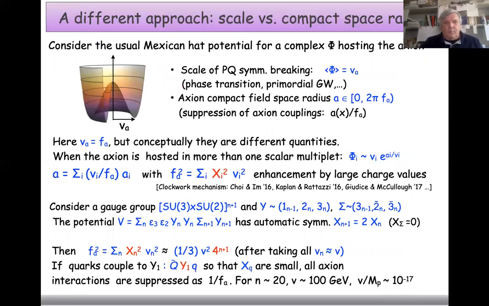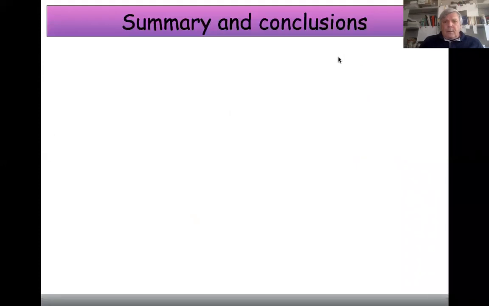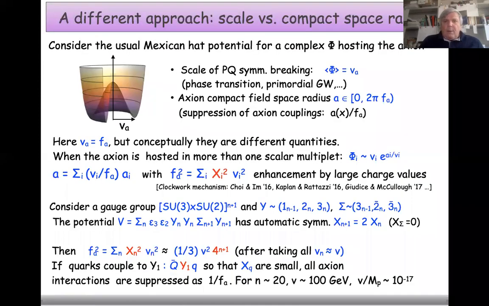But I want to close with my last slide, describing shortly a different approach. So this approach is based on considering what is the axion scale and what it is with respect to the compact space radius in which the axion lives.